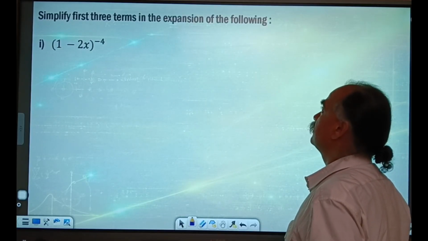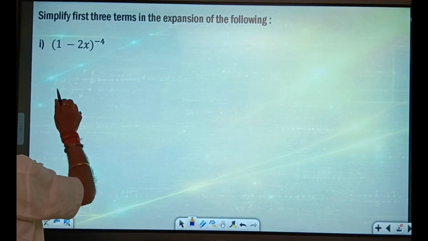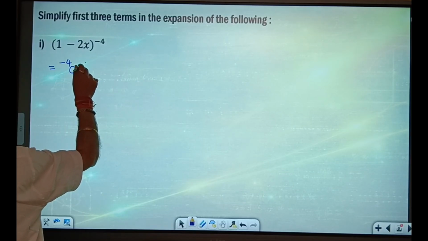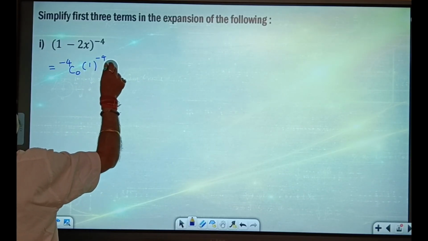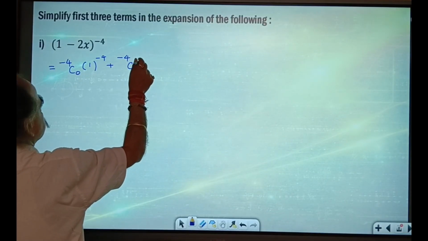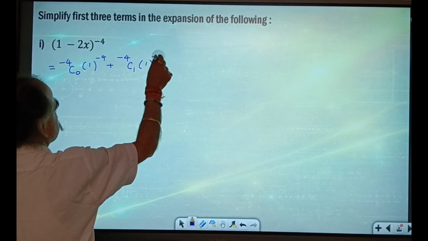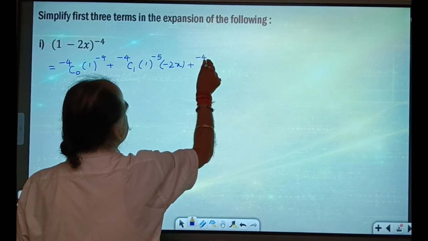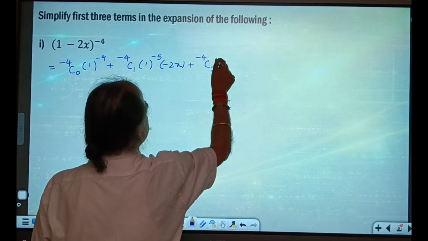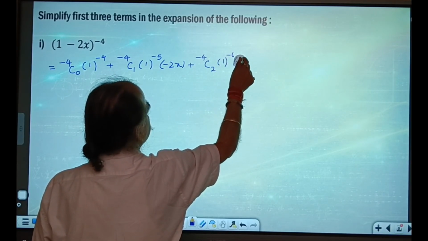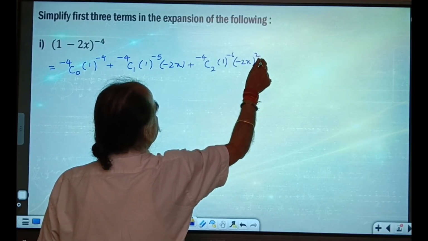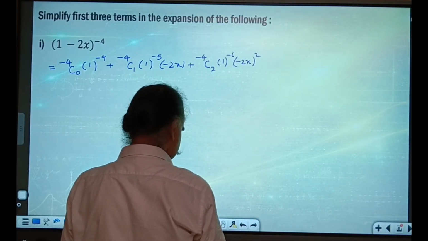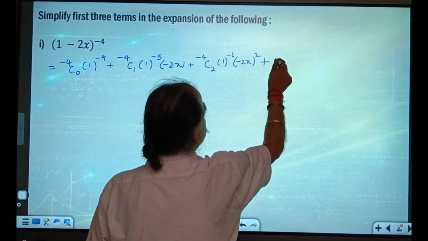Simplify first 3 terms in the expansion of the following. Minus 4C0, 1 raised to minus 4, plus minus 4C1, 1 raised to minus 5 into minus 2x, plus minus 4C2, 1 raised to minus 6 into minus 2x square, and so on.